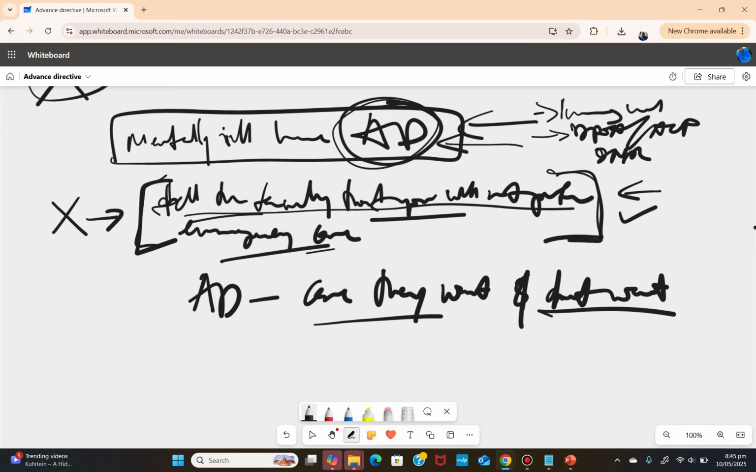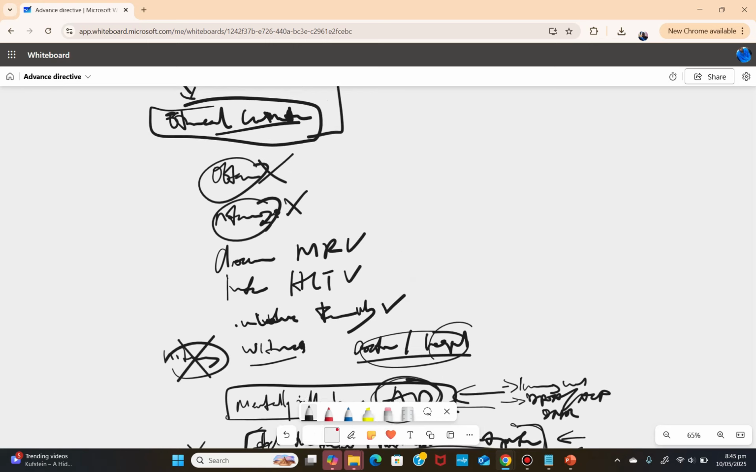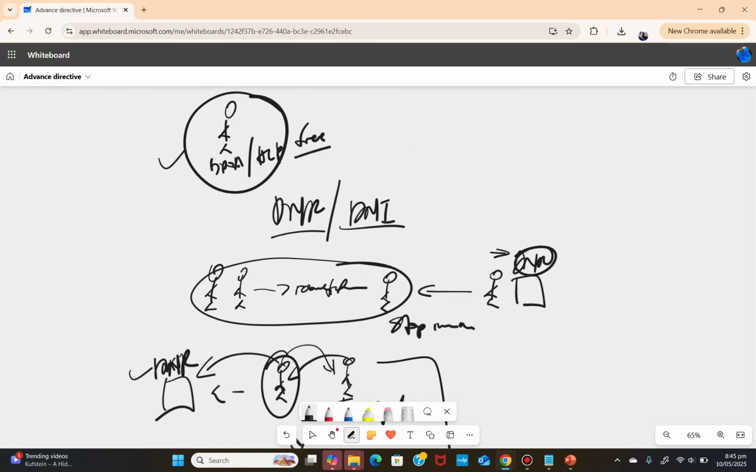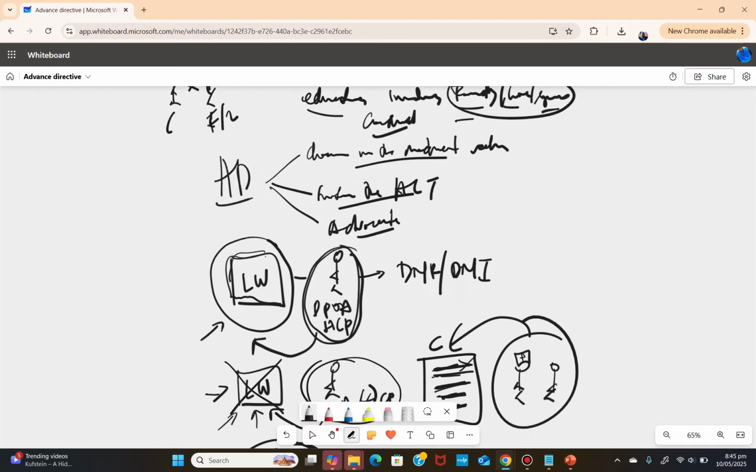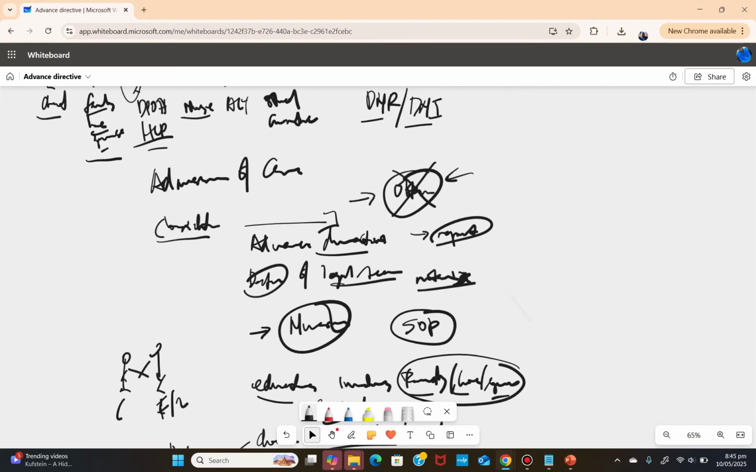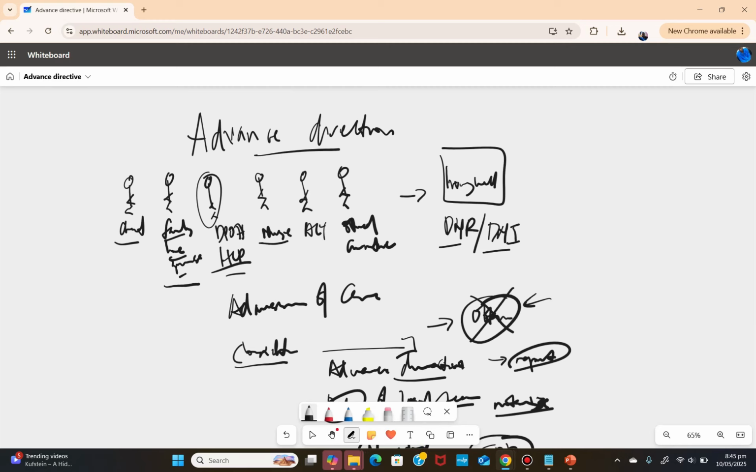So yes, this is everything about advanced directive that you need to know. Right, and trust me, if you have this information locked down, you will be able to answer any question on advanced directive correctly. So yes, this is what you want to know about advanced directive.